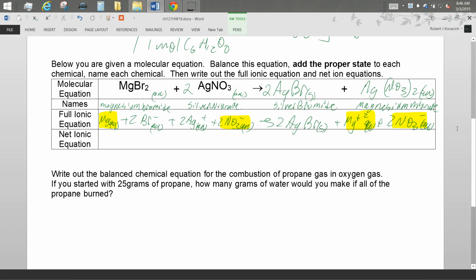So what do we call those things I've highlighted? Those are the spectator ions. What did they do in the chemical reaction? Nothing. They just watched. So when I go to write my full ionic or my net ionic equation, I write everything I have for a full ionic equation except my spectator, since they didn't do anything. And so, all right.